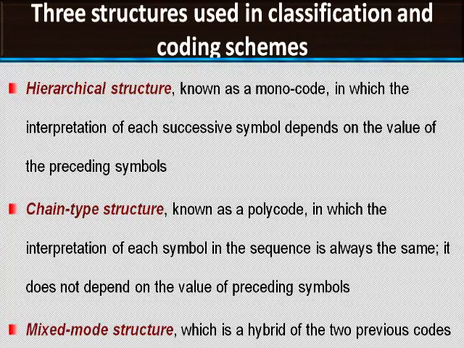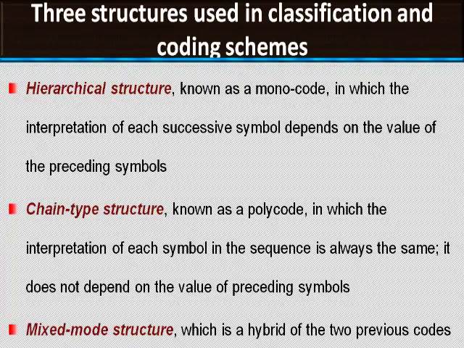Hierarchical structure, known as monocode, in which the interpretation of each successive symbol depends on the value of preceding symbols. If a 1, 2, 3 code is there, the meaning of 3 depends upon 2. The meaning of 2 and 3 depends on 1. That's how this code works. A lot of information can be embedded in a simple code. That's one advantage of this code. Coming to the second type of structure, that is chain type coding structure, which is also known as polycode, in which the interpretation of each symbol in the sequence is always the same.